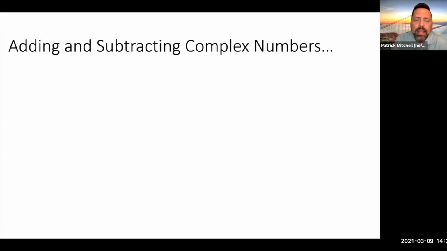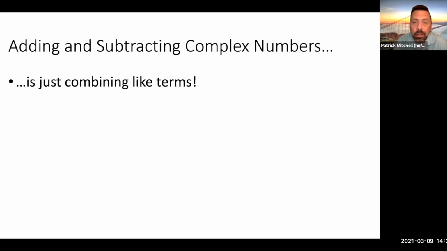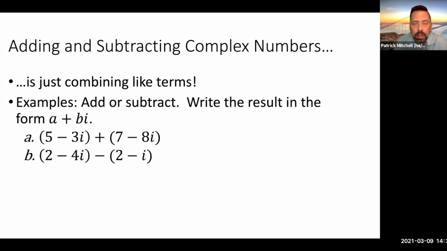All right, adding and subtracting complex numbers, it turns out, is very, very easy because all it is is just combining like terms. So I just have a couple of problems here. And of course, I've got these all ready to go on the tablet. So let's go over there.